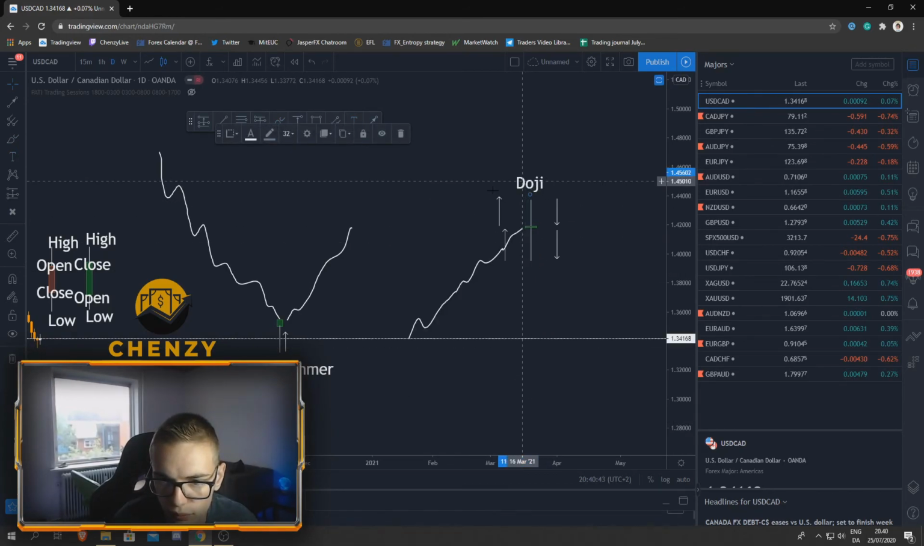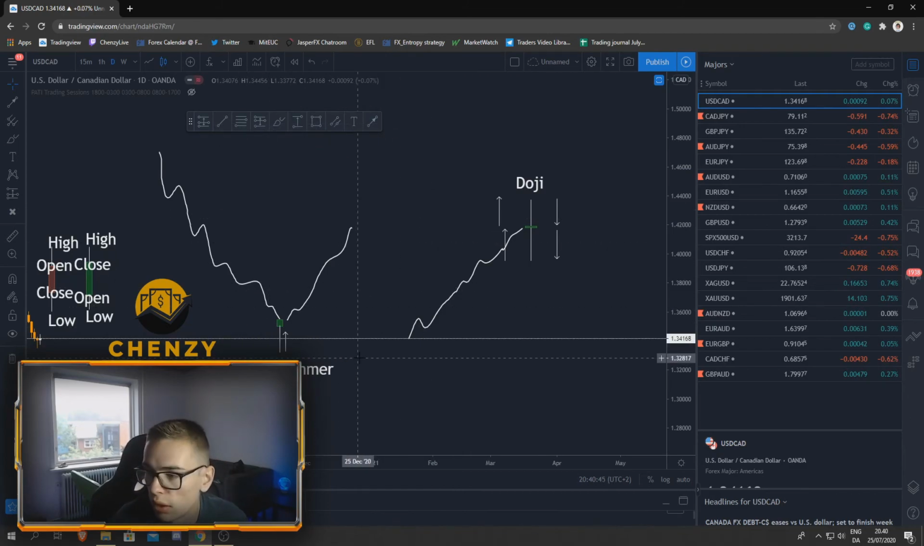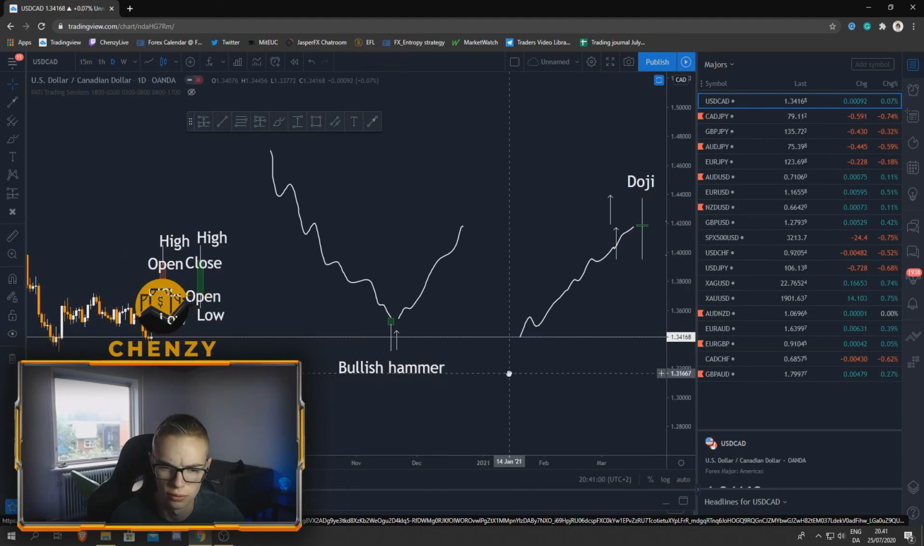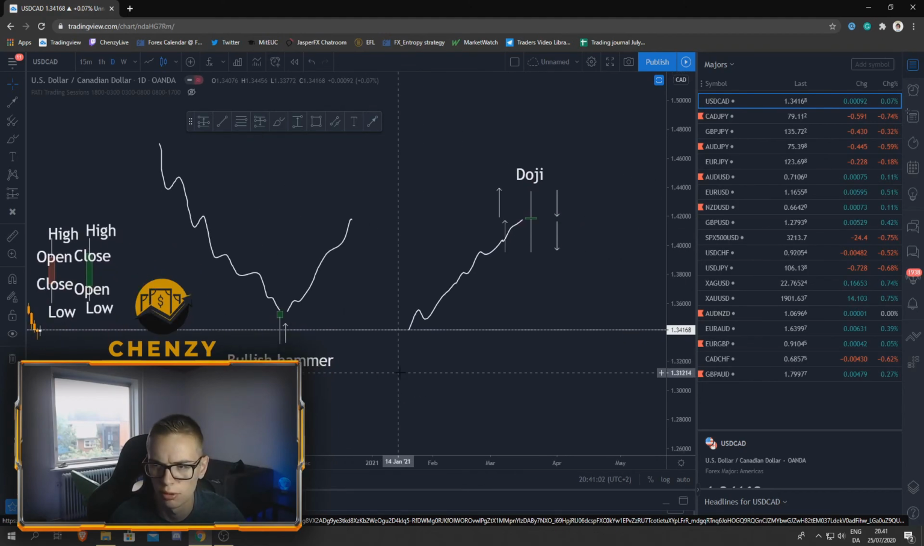Now, I came with two examples of different candlestick formations, but there are so many. And there are also different forms of dojis, and we have so many different candlestick formations, but the important thing is that you understand why the candle does what it does.